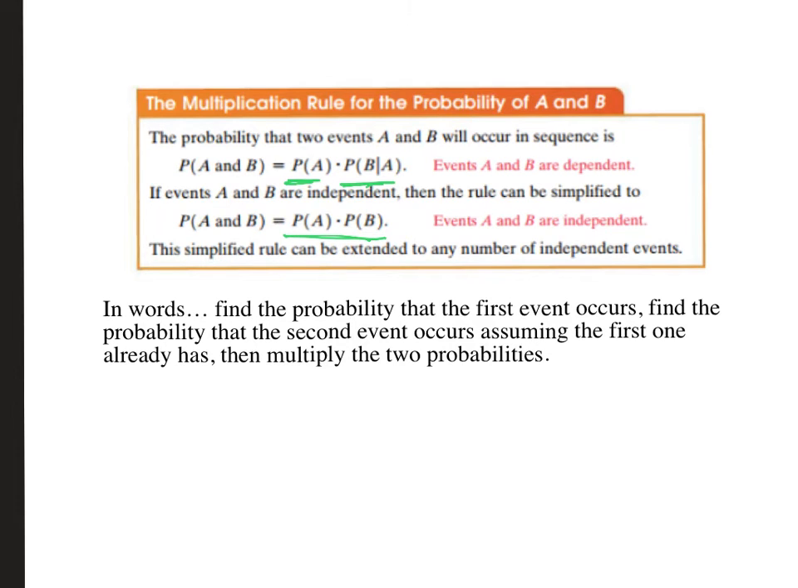So basically, in words, find the probability that the first event occurs. Find the probability that the second event occurs, assuming that the first one already has, and then multiply the two probabilities. Now, sometimes the first one occurring will affect the second one, and sometimes it won't. But either way, if you find the two individual probabilities and multiply them, you should be good to go.